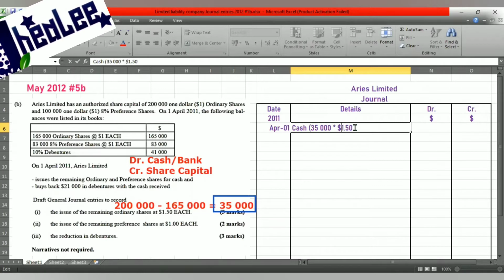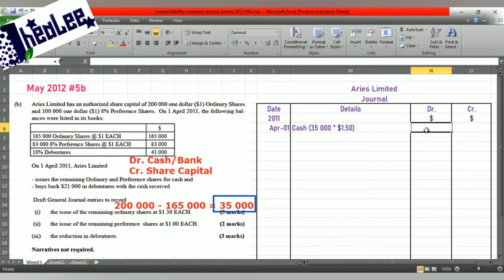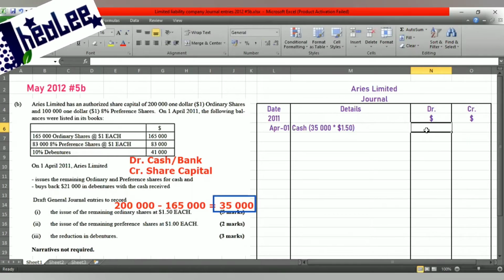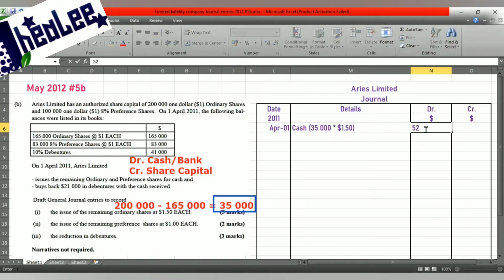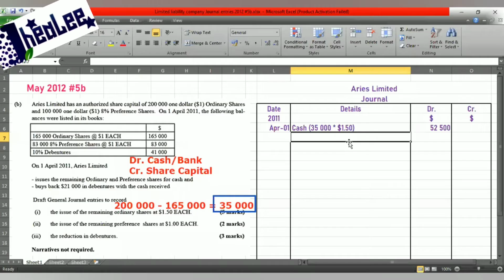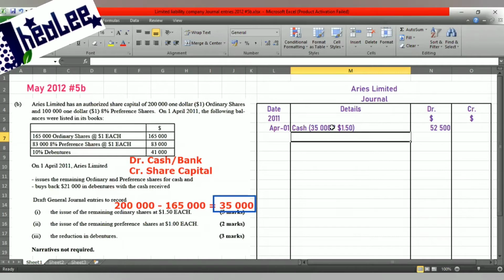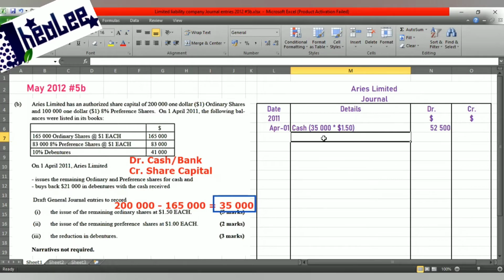That is $1.50. Now, the amount that you get, you're going to debit that to your cash account. And when you multiply 35,000 by the $1.50, you get a value of 52,500. So based on the 35,000 ordinary shares that were sold, the business generated cash of 52,500. The other thing that you're going to do now is to ensure that you make your credit entry.